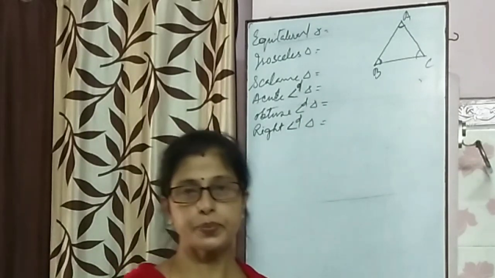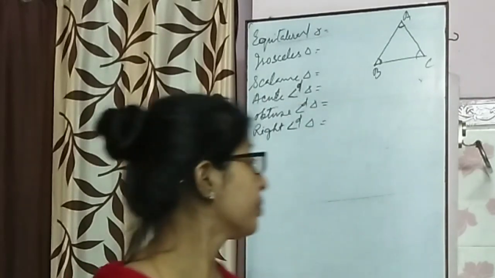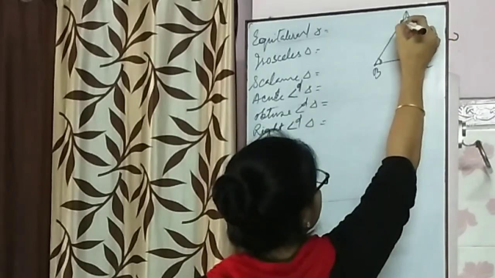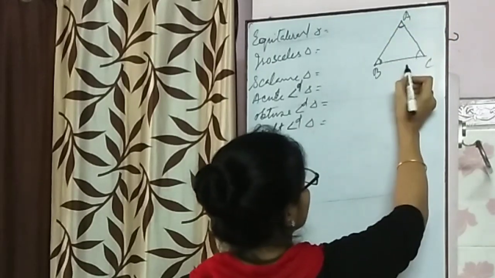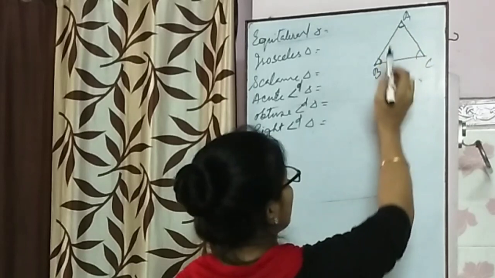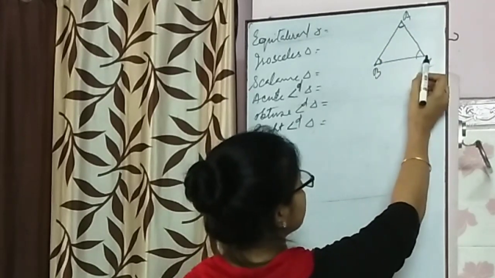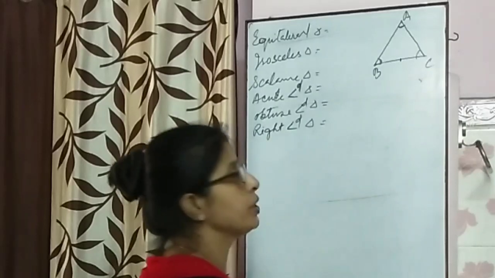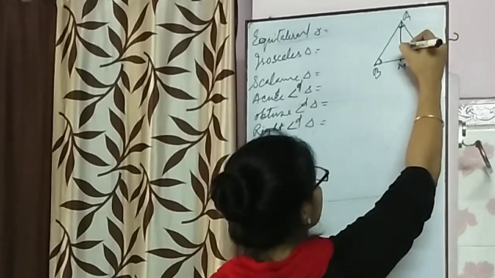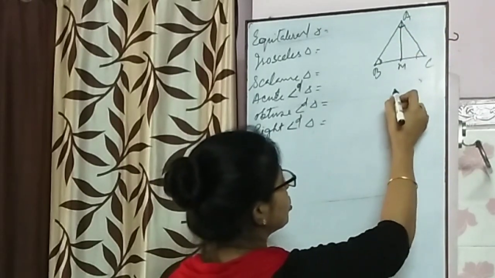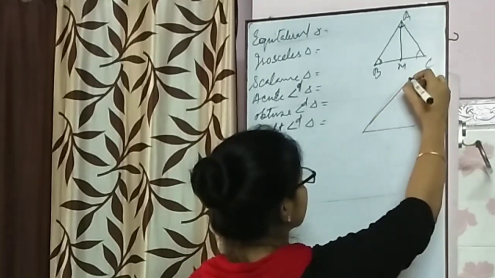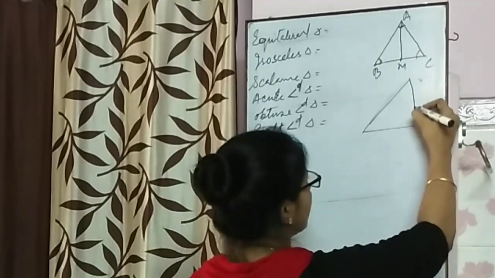Now there come medians and altitudes. Median means what? If you draw a line from any vertex to the midpoint of the opposite side. Suppose A is a point, then opposite to A is the side BC. Here you choose the midpoint. Suppose it is M. If you draw a line, then it is called a median. So median may be this way also, as it is an equilateral triangle, so we have seen it like that.